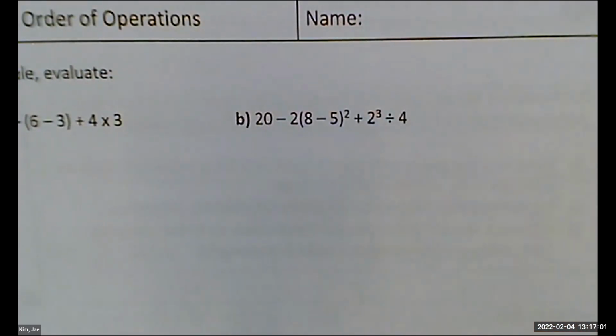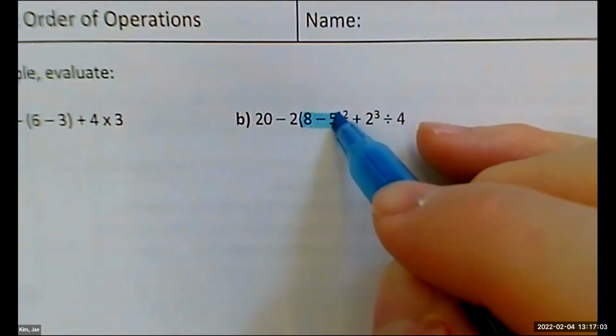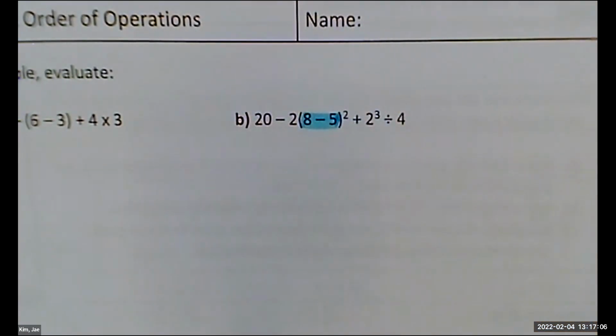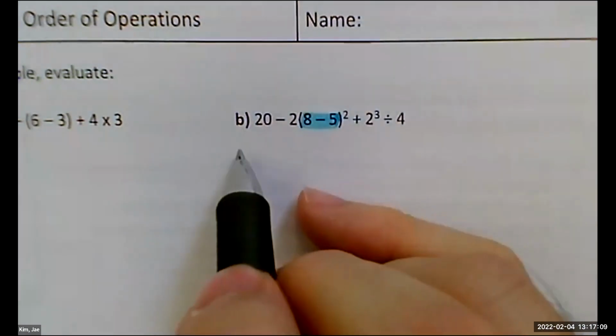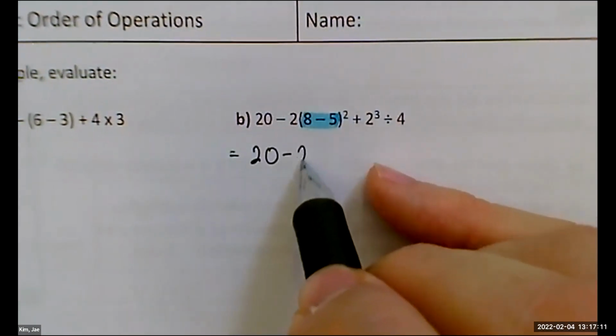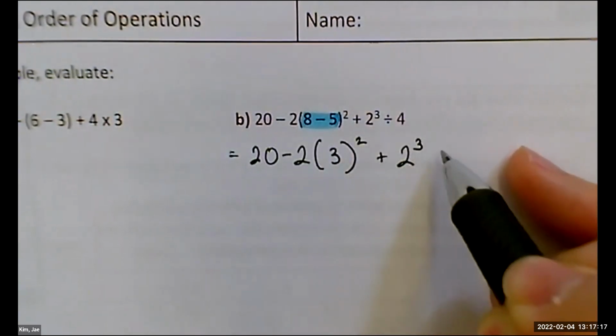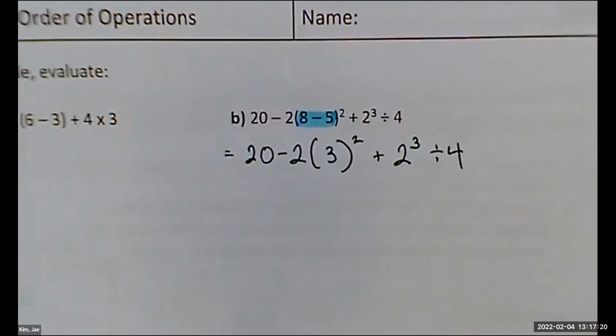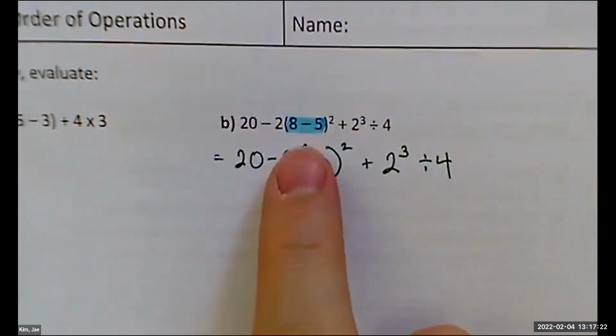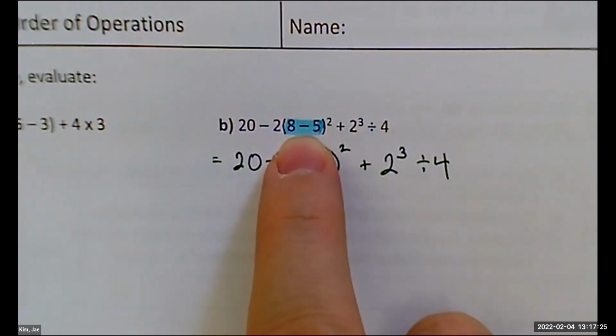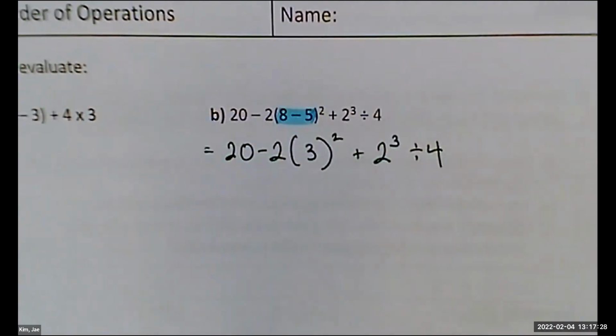I am going to first do this because that is inside the bracket. Let's work that out. 20 minus (2 times 3 squared) plus 2 to the power of 3 divided by 4. I don't care if this is a subtraction. It's inside a bracket, so it must be done first. And you will only not make that mistake with practice. It becomes second nature. You don't even have to think about it, but it comes with practice. You must.